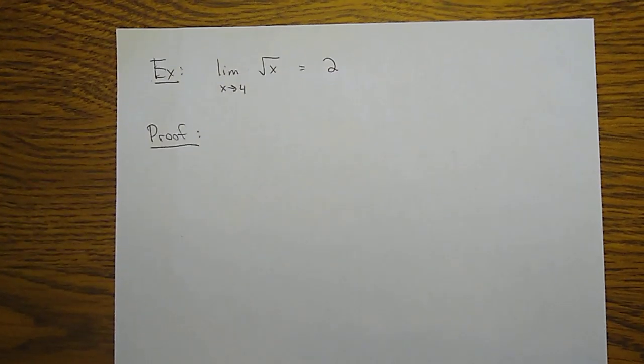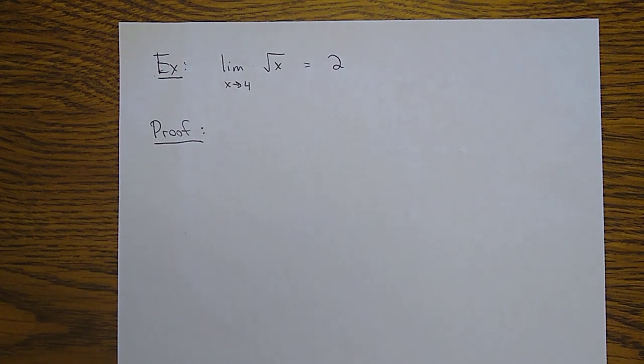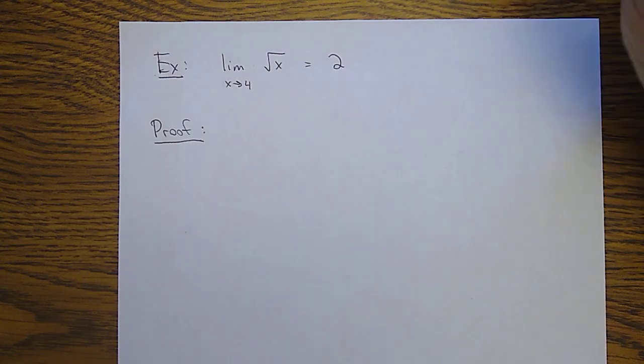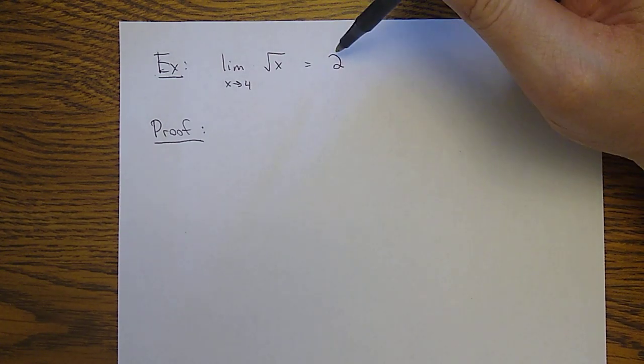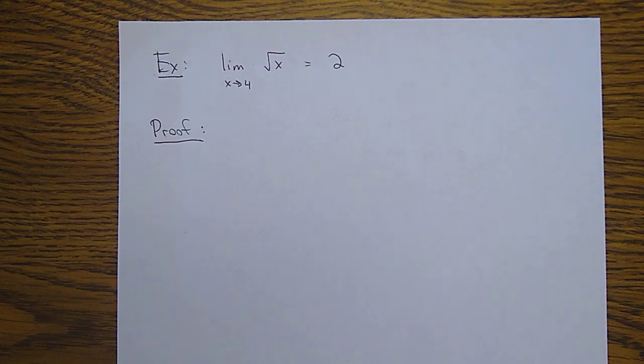Okay, let's prove that the limit as x goes to 4 of the square root of x is 2. And again, you're probably tired of hearing me say this, but this is something that we would take for granted in Calc 1. But today we're going to prove it with epsilons and deltas.